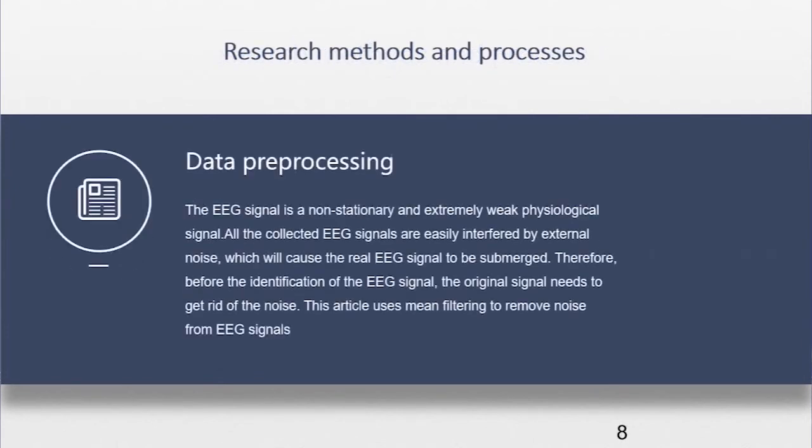Next, we introduce data pre-processing. The EEG signal is a non-stationary and extremely weak physical signal. All the collected EEG signals are easily interfered with by external noise, which will cause the real EEG signal to be submerged. Therefore, before the feature extraction of the EEG signal, the signal needs to get rid of the noise. This work uses mean filtering to remove noise from EEG signals.